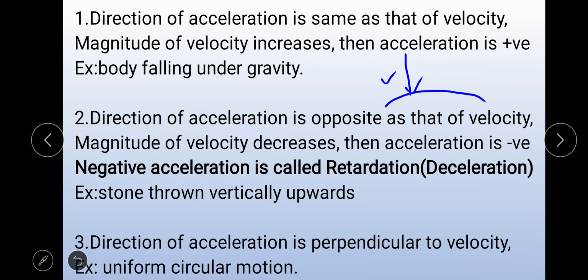Then direction of acceleration is also acting in the same direction.